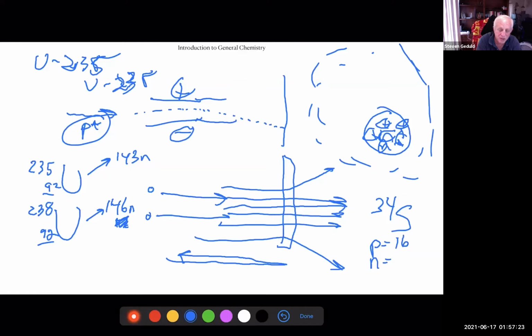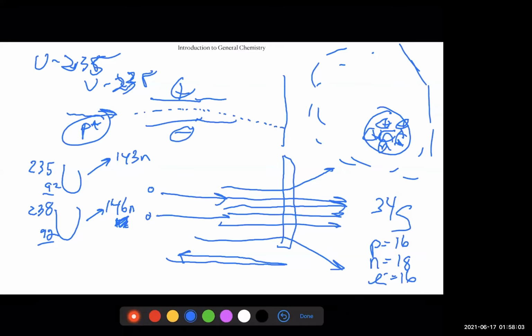Remember, the number of protons plus neutrons equals your mass number, which is up in the upper corner, which is 34. So protons plus neutrons has to equal 34 for sulfur-34. How many neutrons does that have? 18, right? Has to have 18. And how many electrons does it have? Remember, electrons has to equal protons if there's no charge. So there's 16 protons, 18 neutrons, 16 electrons.